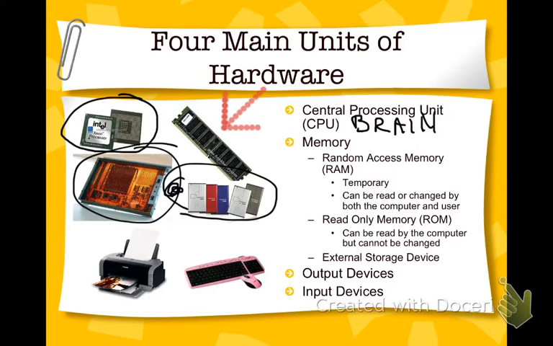And then the last two units of hardware are your output and your input devices. Output is something that provides information from the computer to you, for example, the printer, and input is providing information to the computer, which is your mouse and your keyboard.